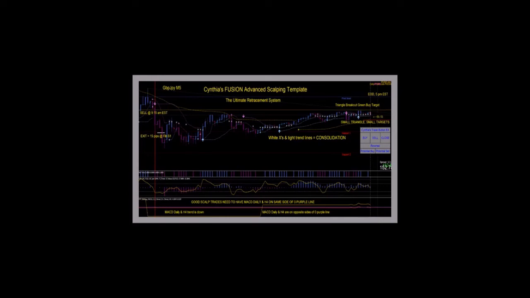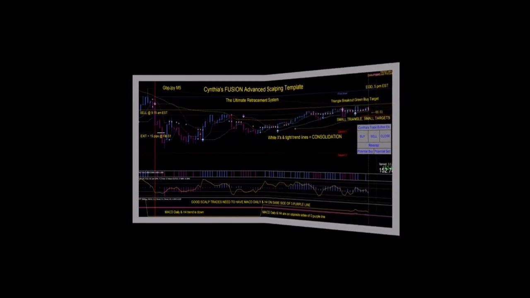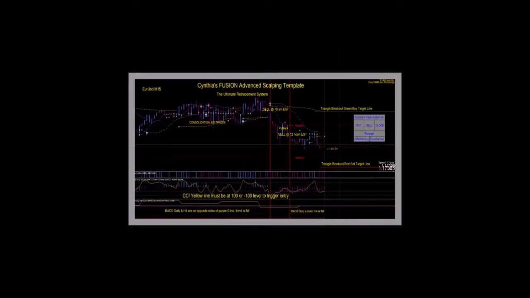Your best scalp trades will have the MACD in the bottom window, the yellow 4-hour line trend, and the orange daily trend on the same side of the 0 purple line. This is a Euro USD 15-minute chart, which you can scalp in.